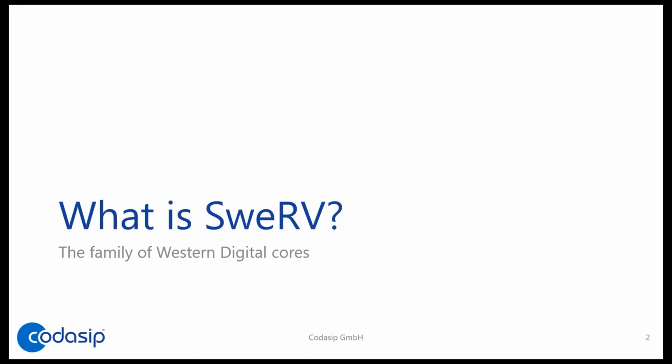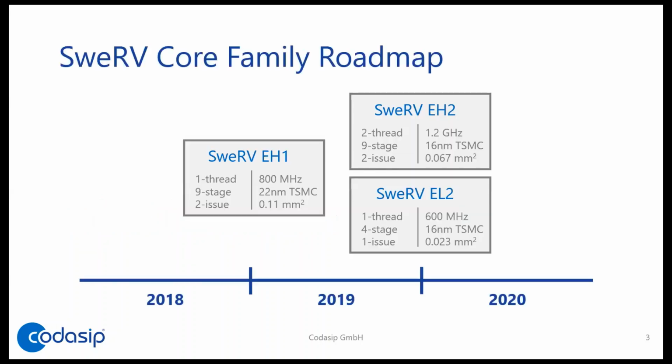SweRV is the name of the family of Western Digital processor cores. In this slide, you can see the roadmap of the cores. The first generation was introduced last year, containing one core, which is called EH1, and this year it is followed by two cores: one which is more powerful than EH1, called EH2, which introduces double-threaded execution, and one which focuses on area by lowering the number of stages in the pipeline, called EL2.